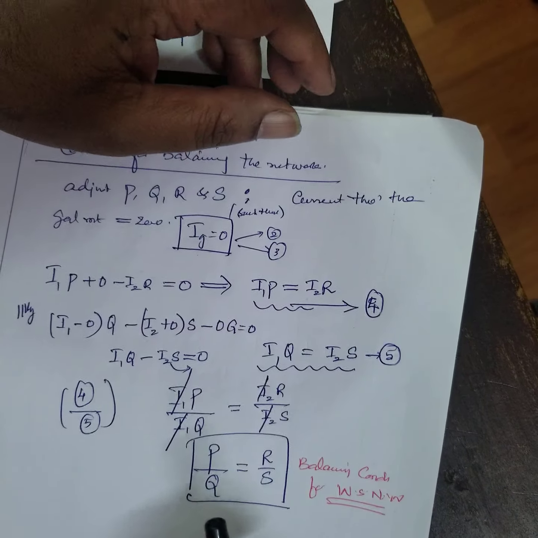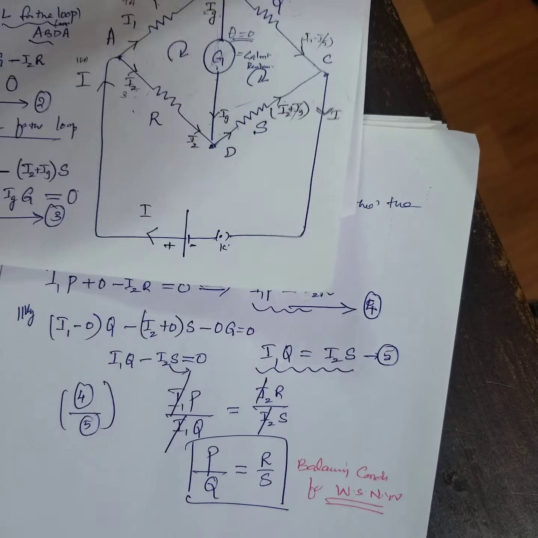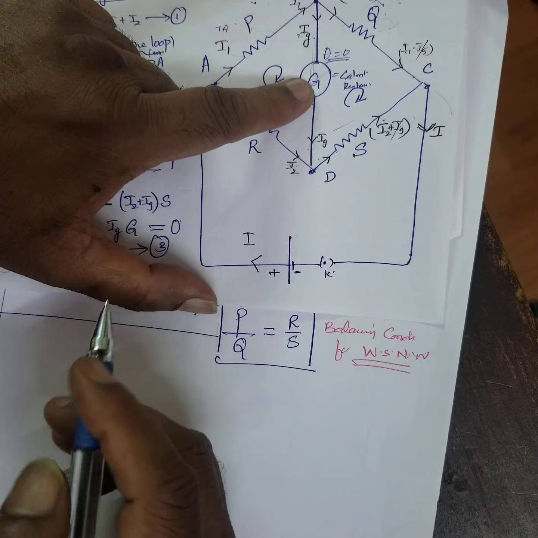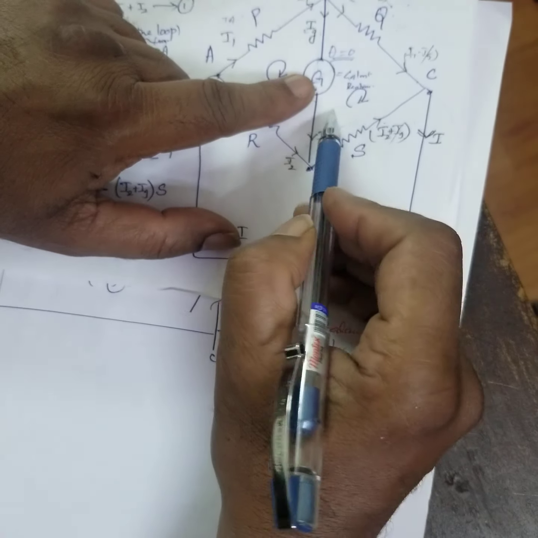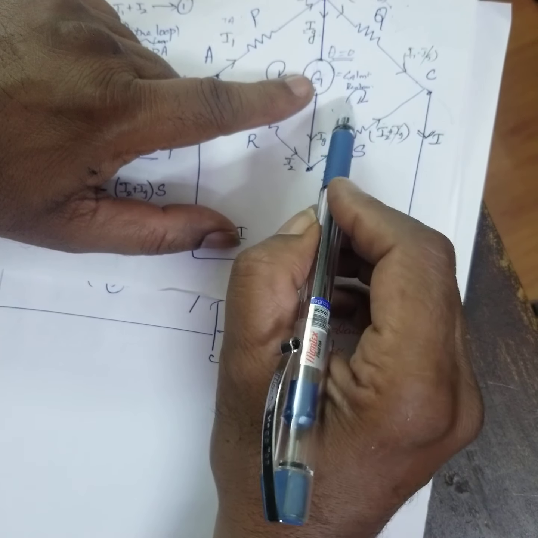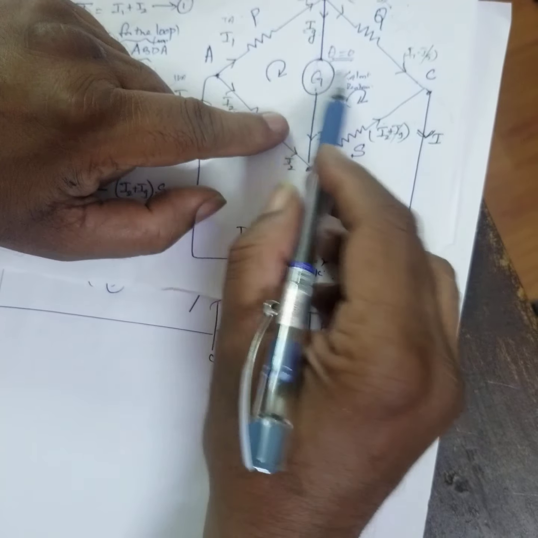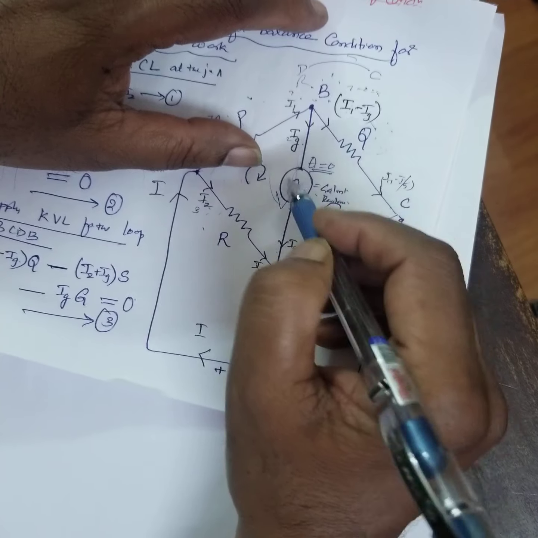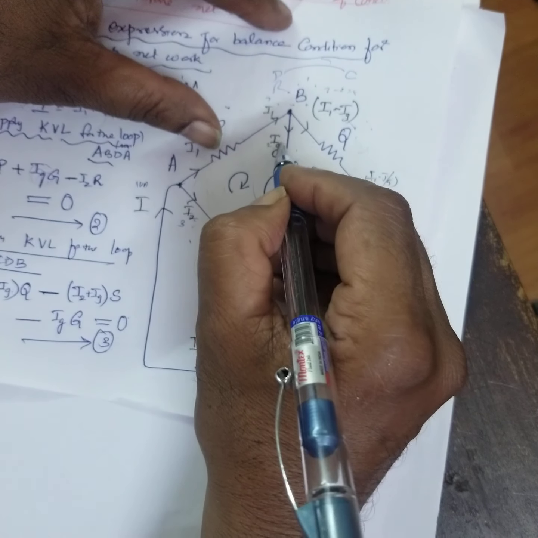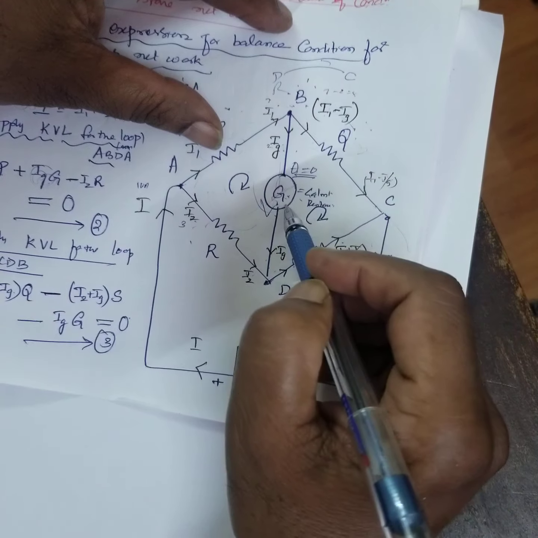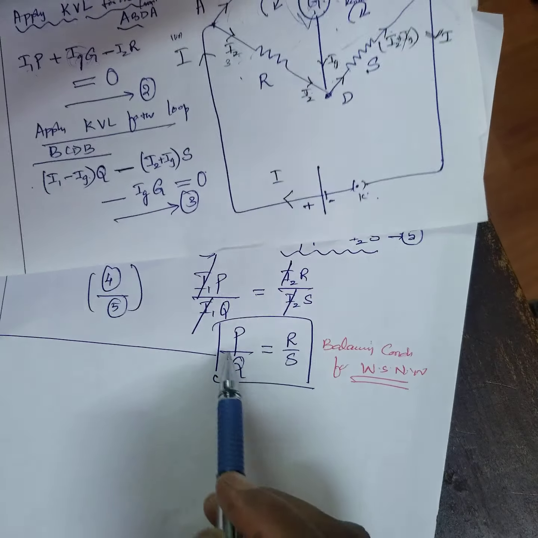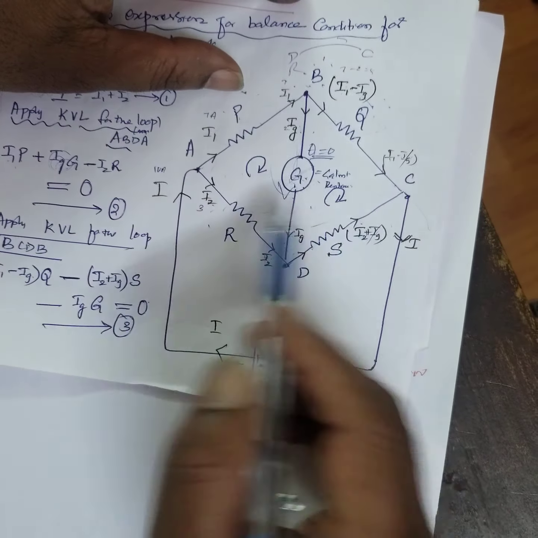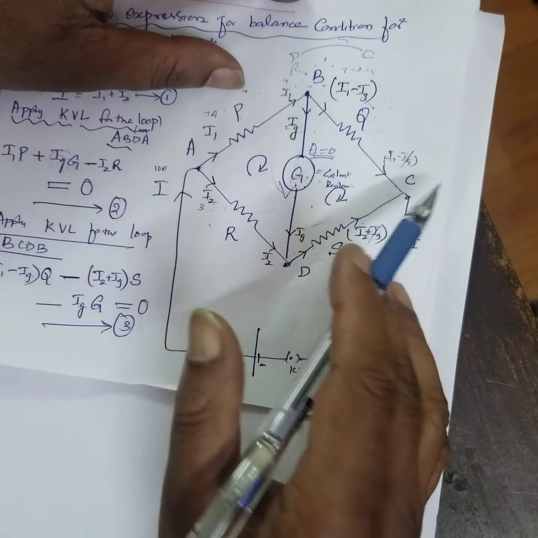See now, suppose the question is this. In CET they have asked, what happens to the balancing condition if the galvanometer of a Wheatstone network is replaced by a voltmeter? If I replace it by a voltmeter, does it show any voltage? When the current through the galvanometer is zero, no current flows. Balancing condition remains unchanged. Even if you interchange P, Q, R, S, it will not change.